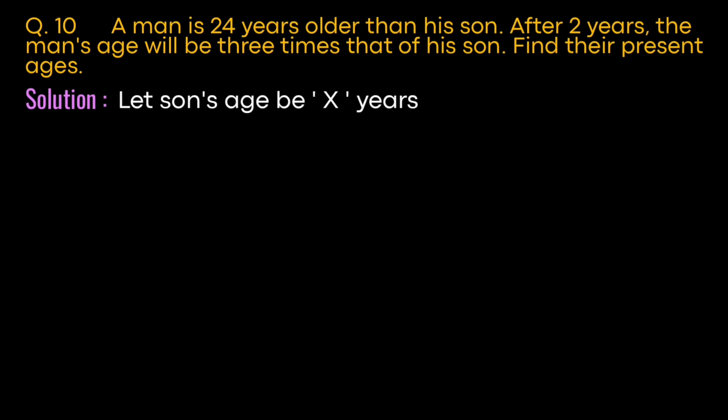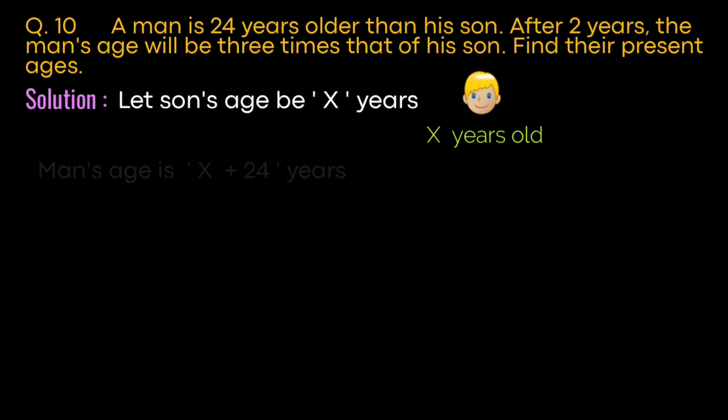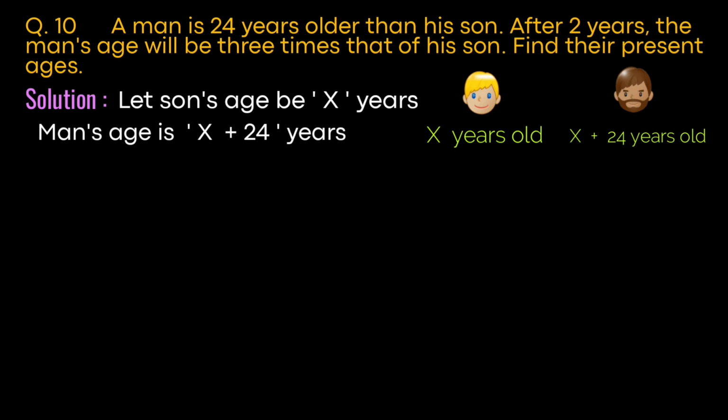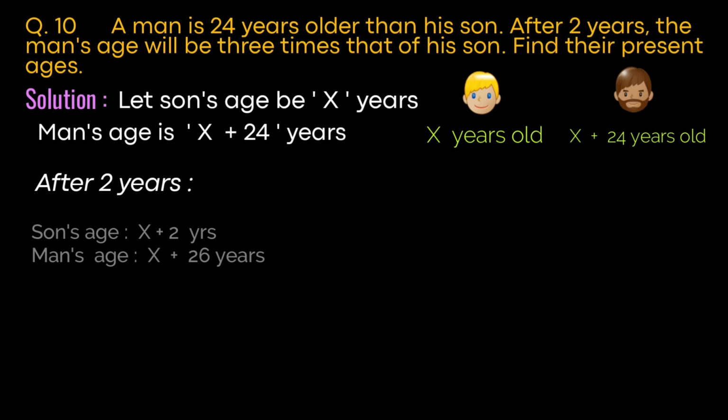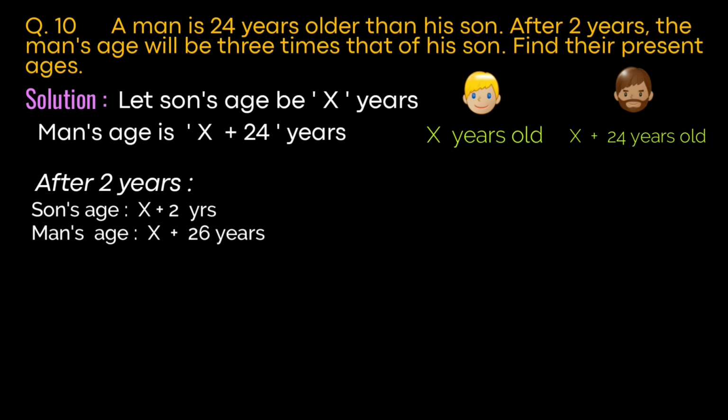Let us consider son's age to be x. The man is 24 years older than his son. Therefore, his age will be x plus 24. After 2 years, the age of man and son will increase by 2 years. That is, son's age will be x plus 2 years and man's age will be x plus 24 plus 2 years. The condition says, after 2 years, the man's age will be 3 times that of his son.